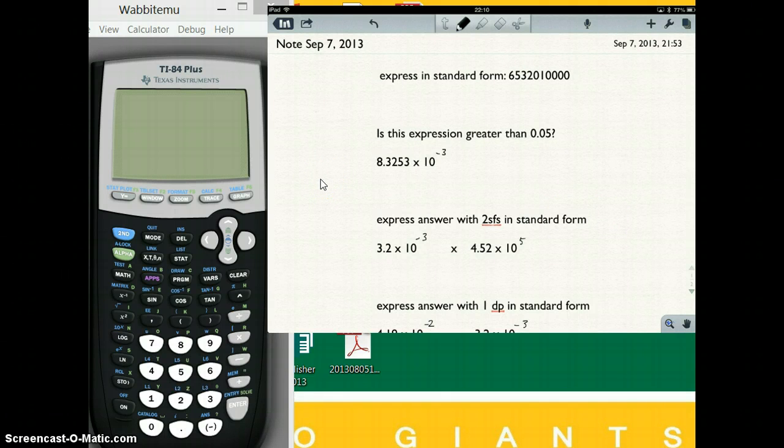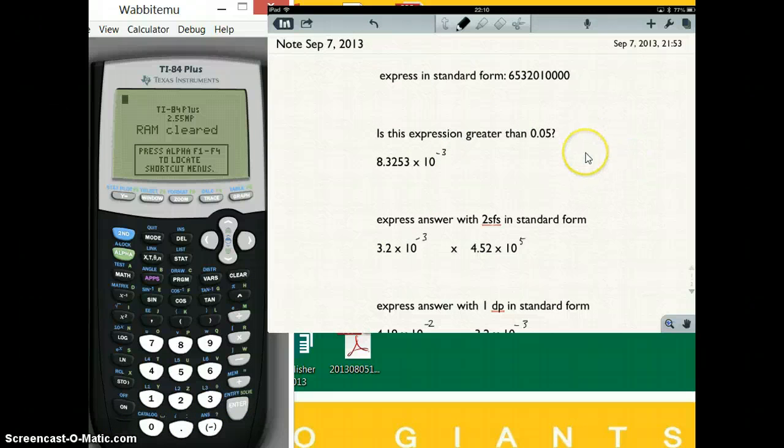Okay, here's a video on how to use your calculator to help you solve standard form scientific notation problems. First problem, express in standard form this number. So actually the calculator can do this all for you.